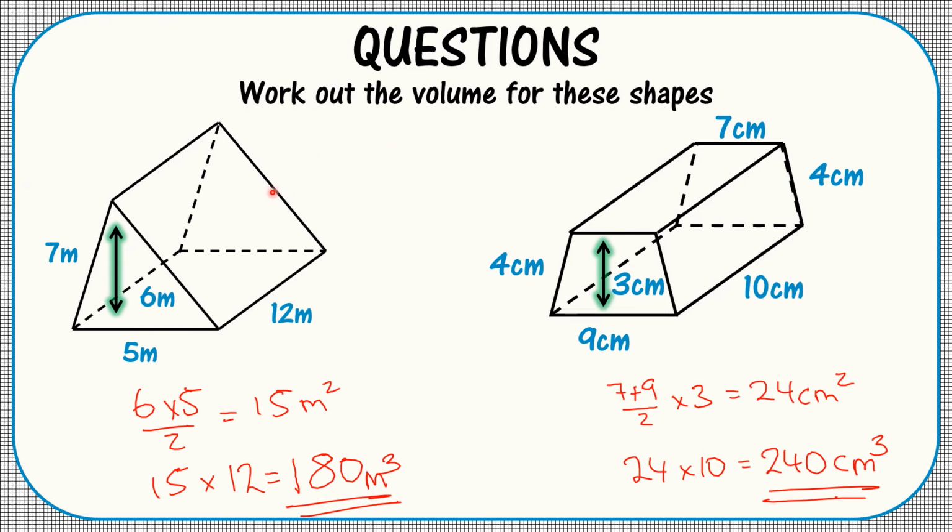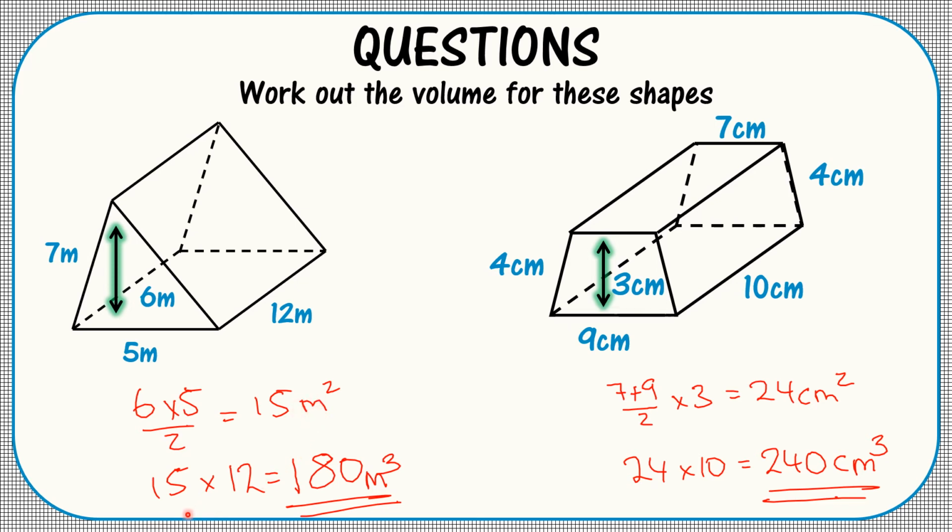Hopefully you had a chance to attempt these questions. Let's go through the answers. So we are trying to work out the volume for these shapes. As you should know that the volume is the cross section times by the depth. So we need to work out the cross section, which is this front triangle. To work out the area of a triangle, it is base times height divided by 2. So 6 times 5 divided by 2, which is equal to 15.